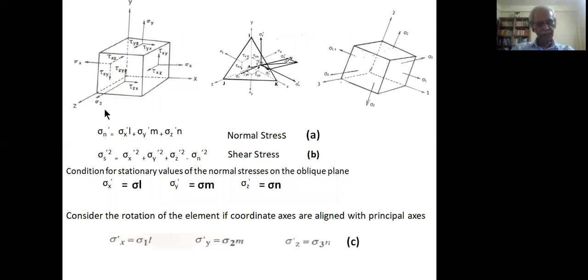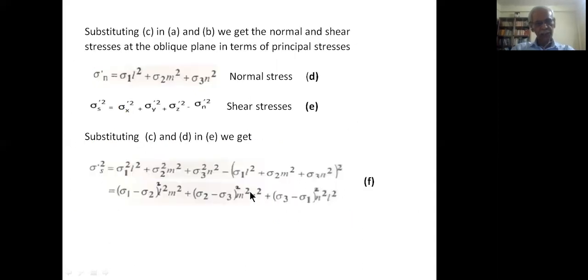Okay, if you just look back, it will be very clear. What we have done is we have replaced sigma x dash by sigma 1 L, sigma y dash with sigma 2 m, and sigma z dash with sigma 3 n. And we got sigma n dash equal to sigma 1 L square plus sigma 2 m square plus sigma 3 n square. Similarly, if we replace the values from equation C into E, we'll get an equation like this. That is also very simple.